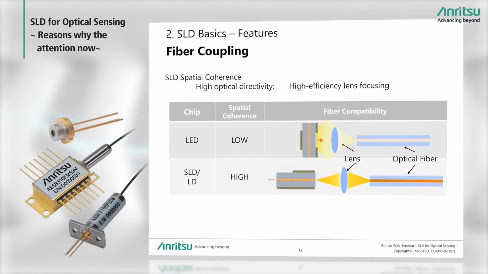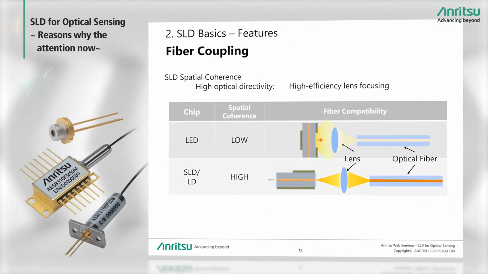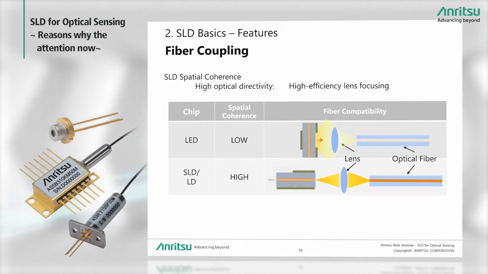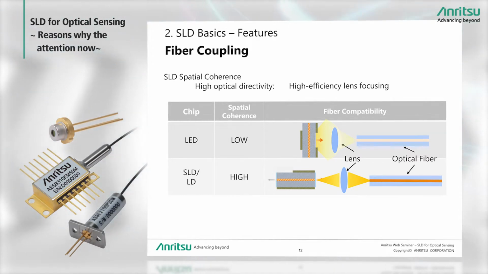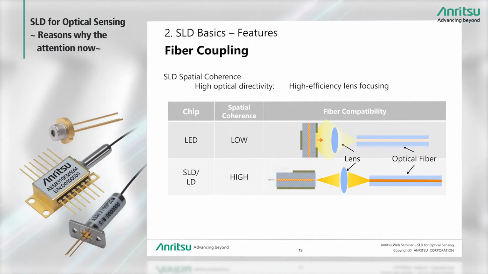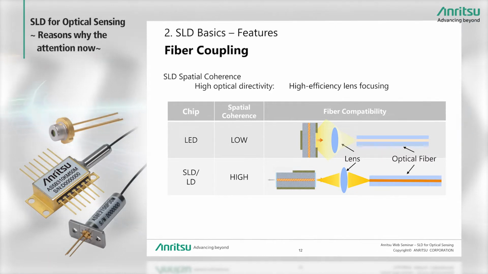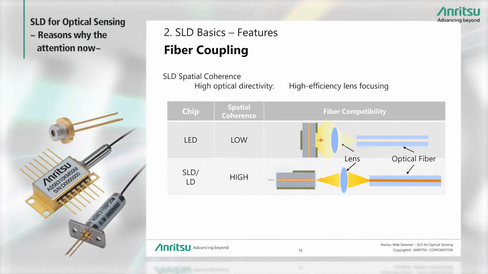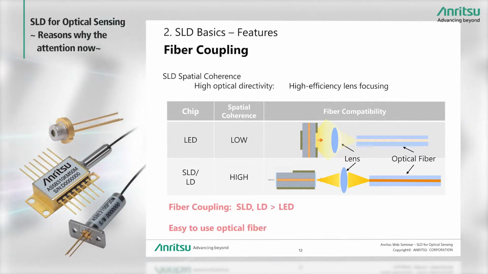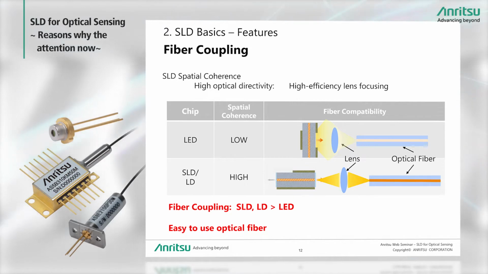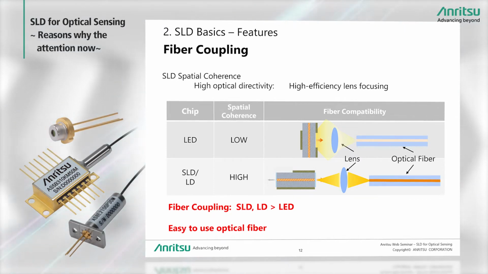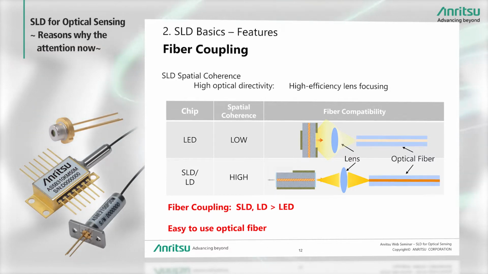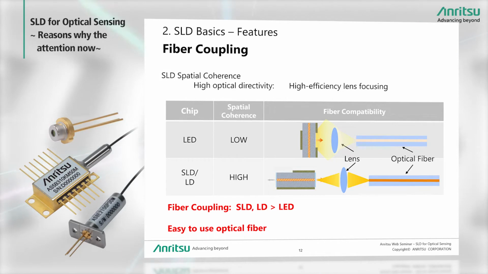This slide explains the fiber coupling as third feature. The spatial coherence of LD and SLD devices is high and features high directivity. As a result, it can be collected by a lens for easy coupling to an optical fiber. On the other hand, the low spatial coherence of LED devices makes it difficult to focus the light. Accordingly, the high spatial coherence of both LD and SLD makes them easy to couple to optical fiber using a lens, which offers the advantage of using fiber to transmit from the light source to a remote test location.